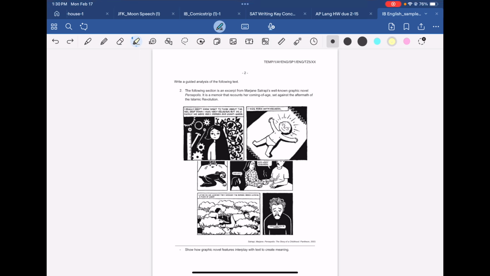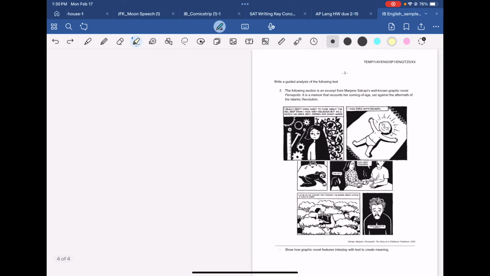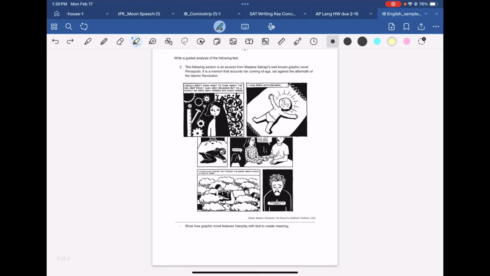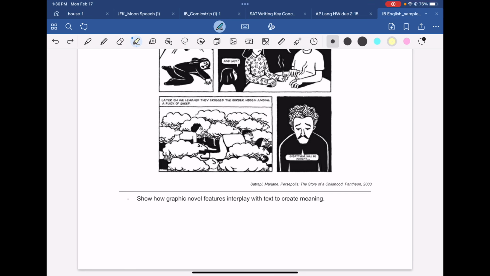We will proceed with the same steps as completed in the previous text. Please come to the end of the page and read the guiding question with me again. Show how graphic novel features interplay with text to create meaning. The essential target analysis point here is the interplay. We are not just focusing on text, we are not just focusing on the visuals, but we are trying to see how the written word and the visual elements work together to convey the author's intended message.